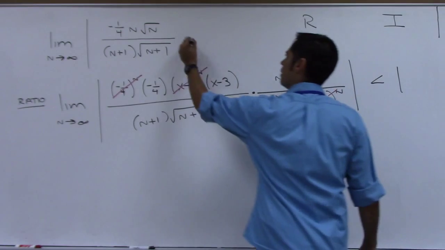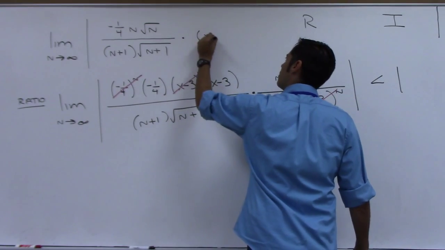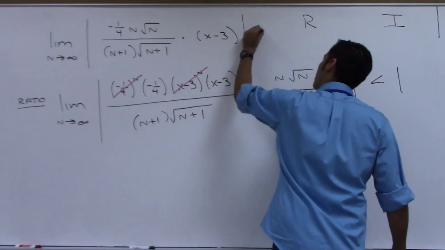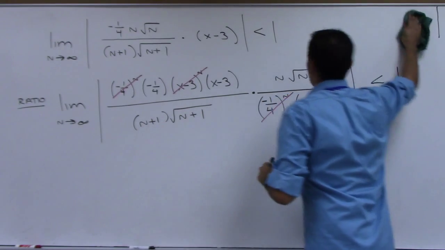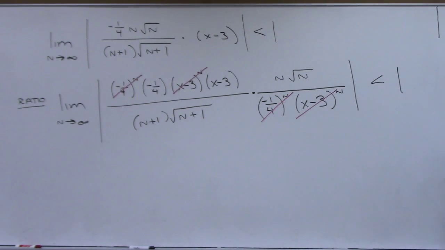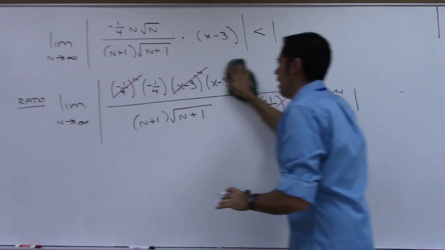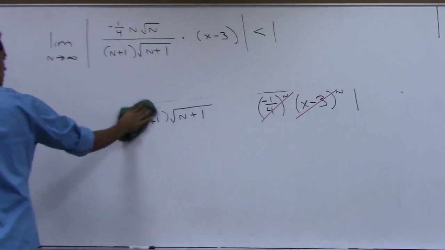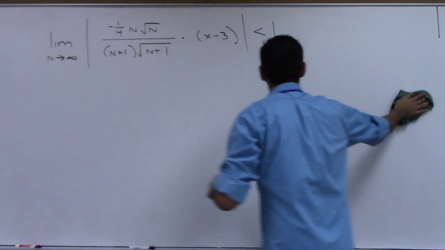Times, what's still here? X minus 3, right? That's all one factor, so I put the whole thing in parentheses. Did I miss anything? It's good? So what do I need to determine now? What all this stuff goes to, right? As n goes to infinity?